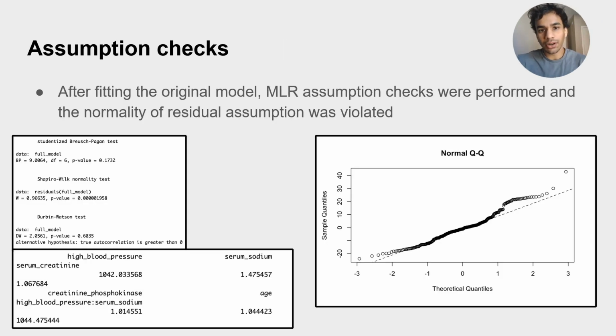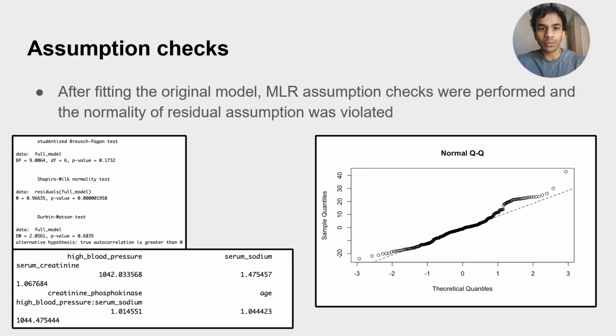Before we could trust any of our results, we had to perform our MLR assumption checks. As any of us who spend time working with real-world datasets know, the data rarely behaves perfectly on the first pass. If you look at the test results on the left, our Durbin-Watson test came back clean with a p-value of 0.6835, meaning we didn't have to worry about significant autocorrelation. The Breusch-Pagan test returned a p-value of 0.1732, so our variance was relatively constant across the model.